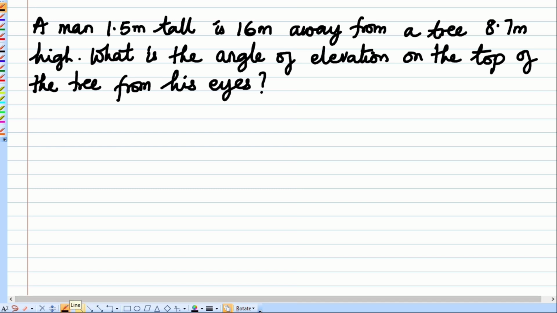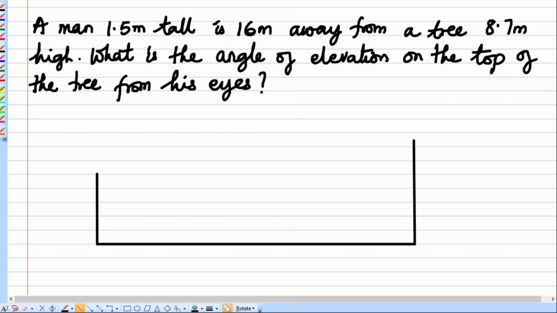So again, like I said, I always like to put my horizontal ground first. So that's the ground, and they say that the man is 1.5 meter tall. So we just let this line represent the man, 1.5 meter tall. And then he's standing 16 meter away from the tree. So let's represent the tree as well. So this would be the tree, of course. Okay, let's specify the measurements. So this man is 1.5 meter tall. The distance from the man to the tree is 16 meters.